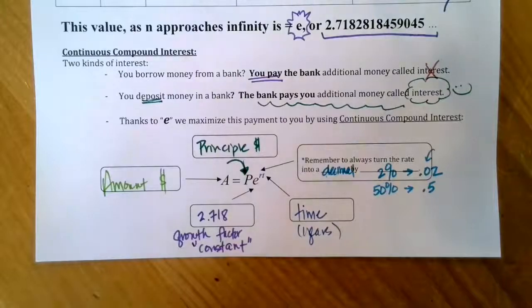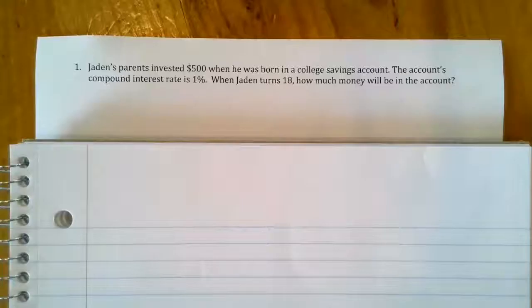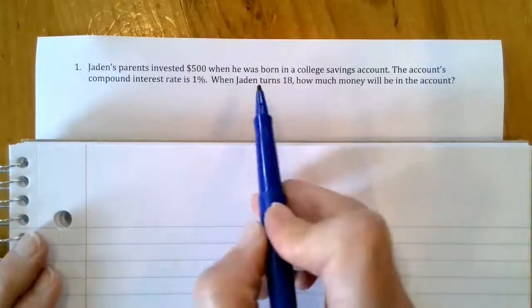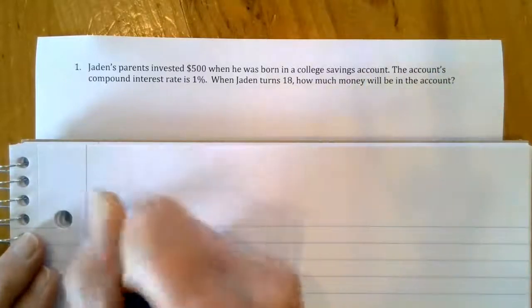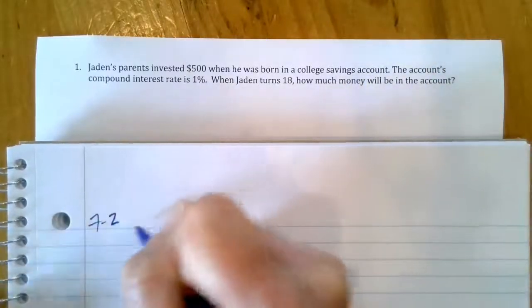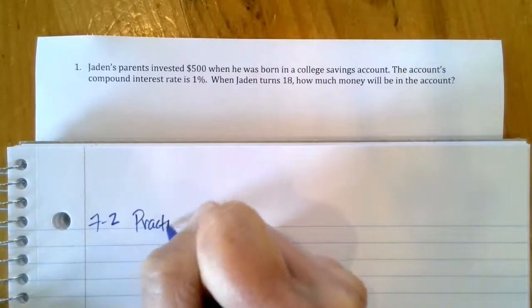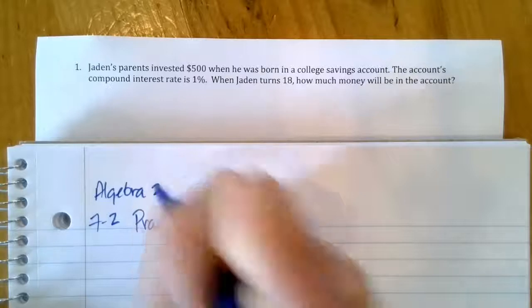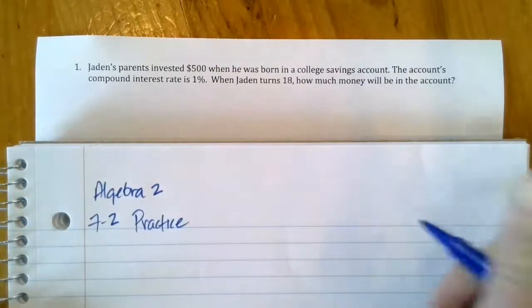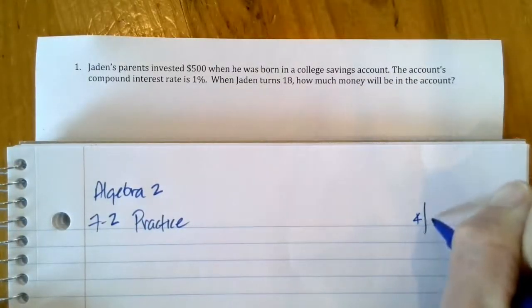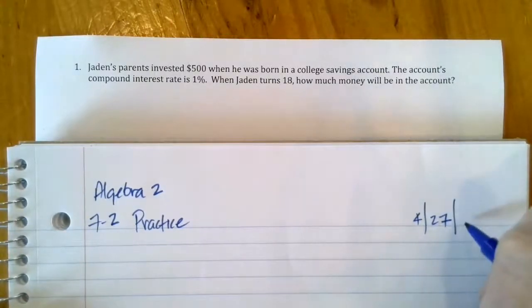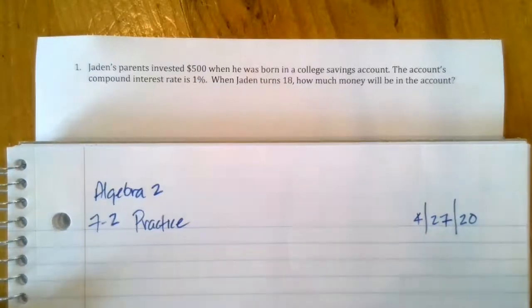Okay, grab some paper. We're going to be doing some writing. All right. Jaden's parents invested $500 when he was born in a college savings account. Oh, let's label our notes 7-2 practice. And this is Algebra 2. And we can go ahead and put the date on this. This is for the week of 4/27. Just so we know what crazy times these are.